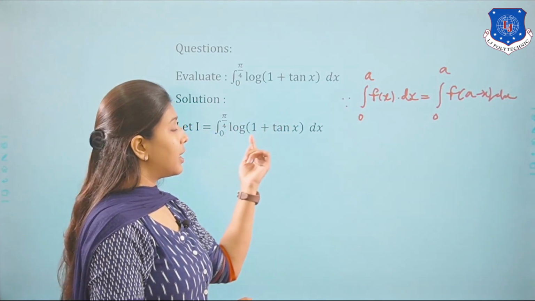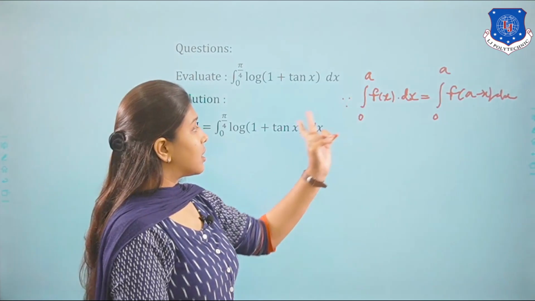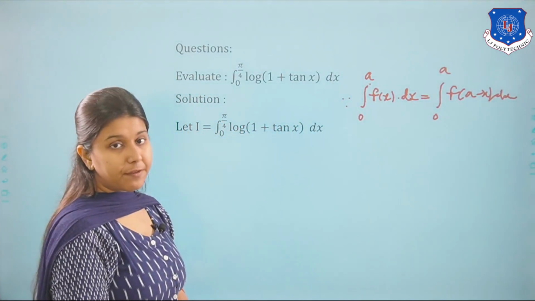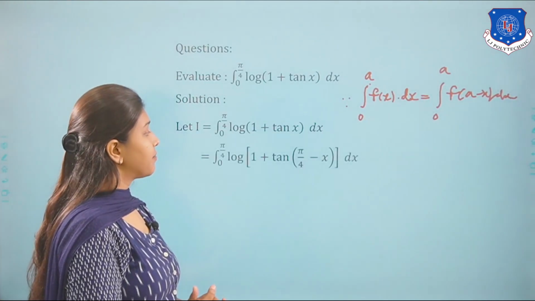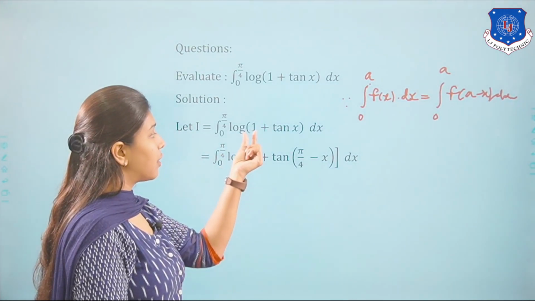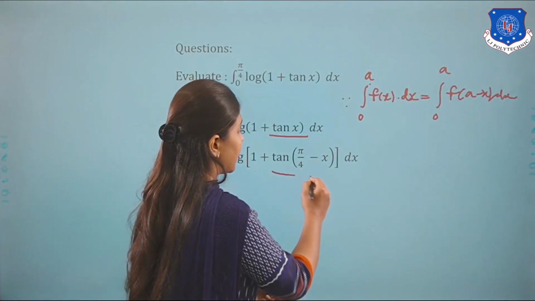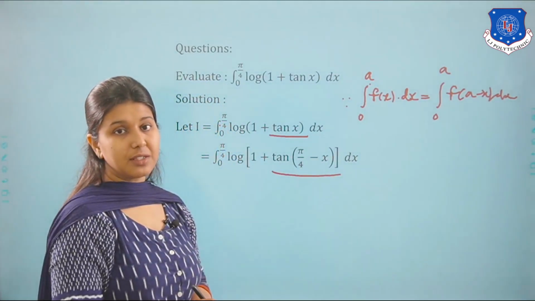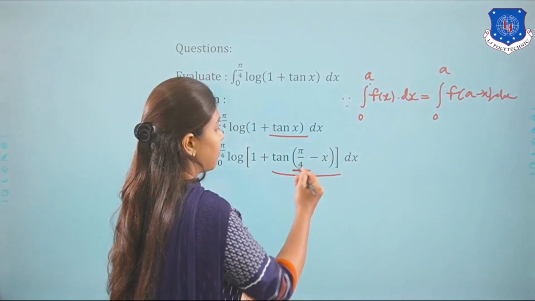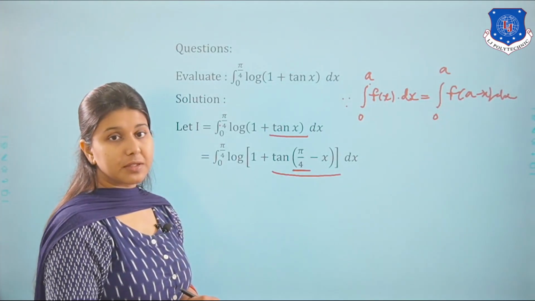Using this formula, we can write it as, see, in this term we have the value of a is equals to pi by 4. So we can write it as integration of 0 to pi by 4 log of 1, and here tan x should be replaced by tan pi by 4 minus x because the value of a is pi by 4. Right? Now what is next?